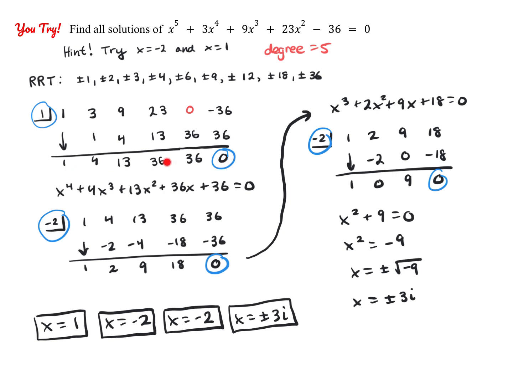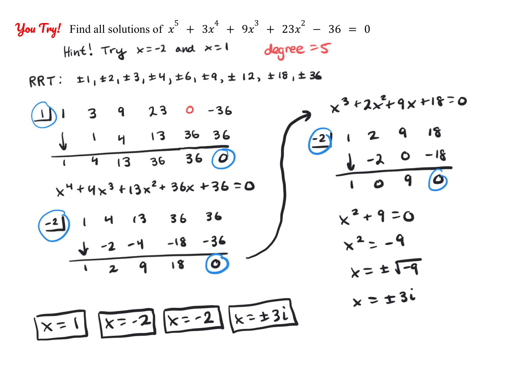We have that remainder of 0. Here's my remaining polynomial. I need to do it again. So I tried -2, remainder is 0, so it's a solution. This gives me my remaining polynomial, 1x cubed plus 2x squared plus 9x plus 18. And then I have to do another round of rational root theorem.